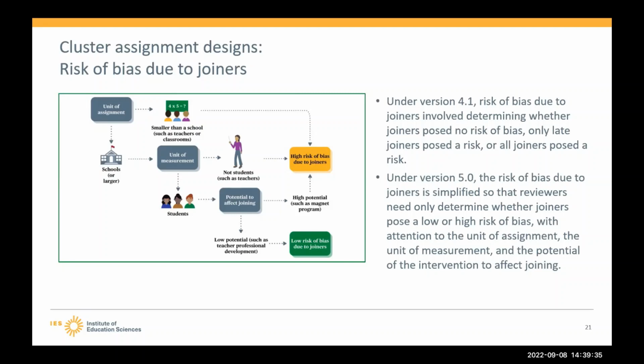So the version 5.0 handbook now provides guidance for navigating each of these decision points when assessing the risk of bias due to joiners. And the handbook also provides similar guidance on evaluating the risk of bias due to individual level attrition in cluster level assignment designs. And all of this guidance is located in version 5.0 of the handbook under the compositional change section.